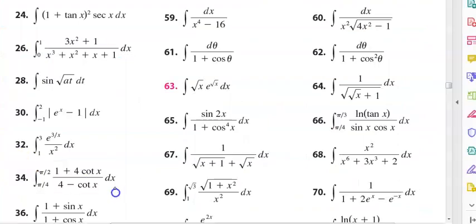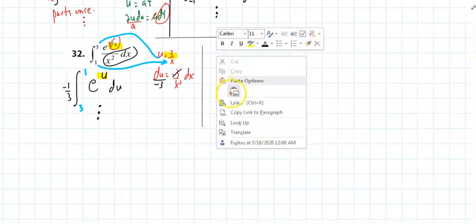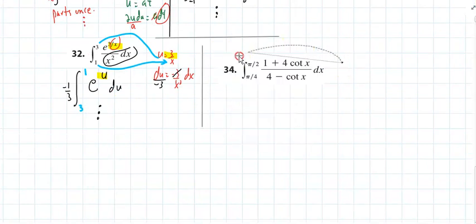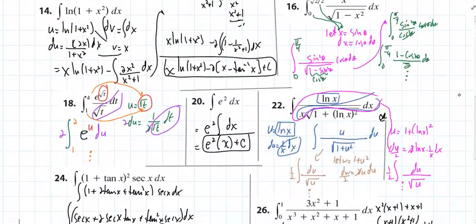Number 34. I glance at the problem. I'll try a u-substitution first. Well, it doesn't work. If I let u equal cotangent, well, that's not going to give any variable. Let's just go back.